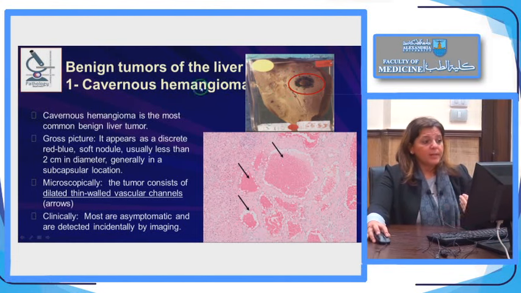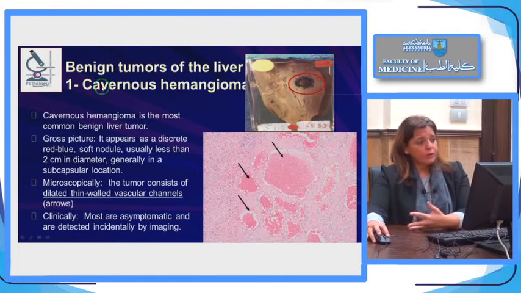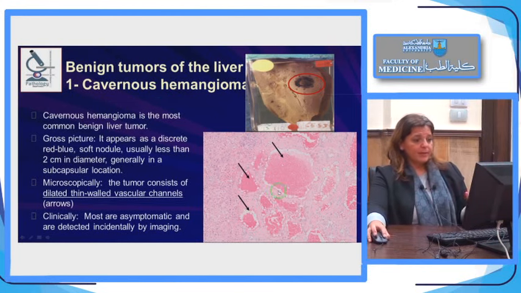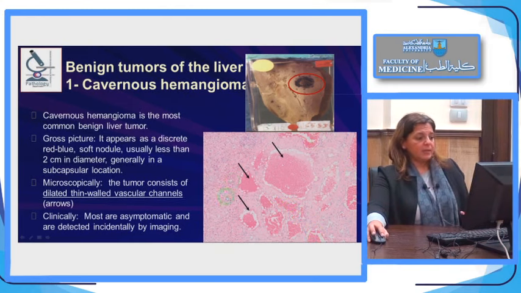Hemangioma is a benign tumor of the blood vessels. Cavernous means big blood vessels. So on the microscopic slides, you see large, dilated, thin-walled blood vessels, vascular channels or vascular structures. All of the arrows are pointing at vascular structures, blood vessels. Large, meaning cavernous, dilated blood vessels.